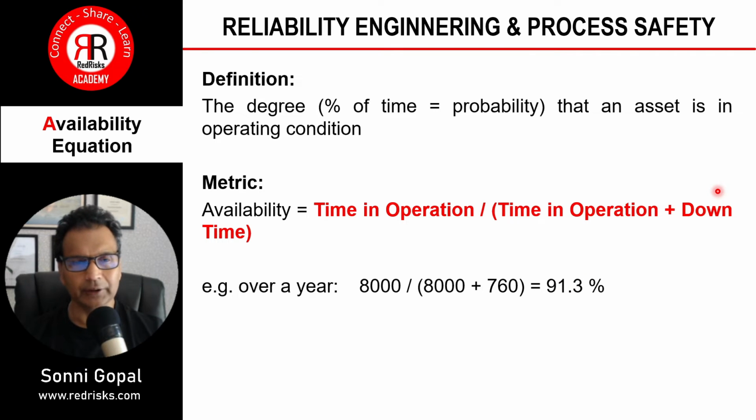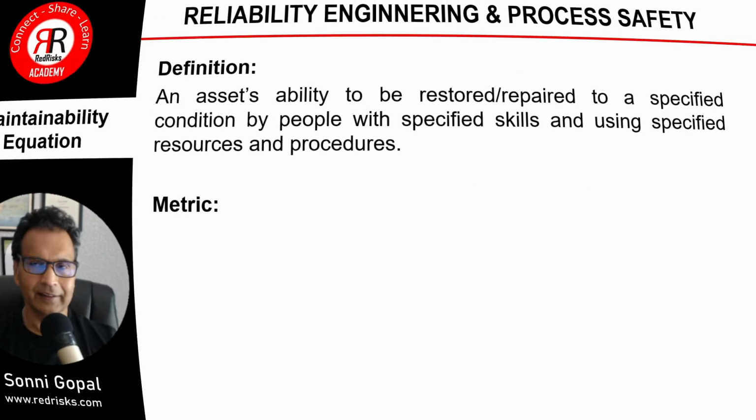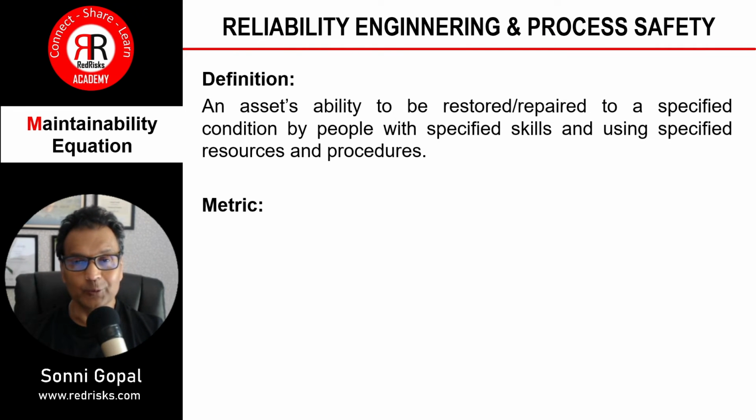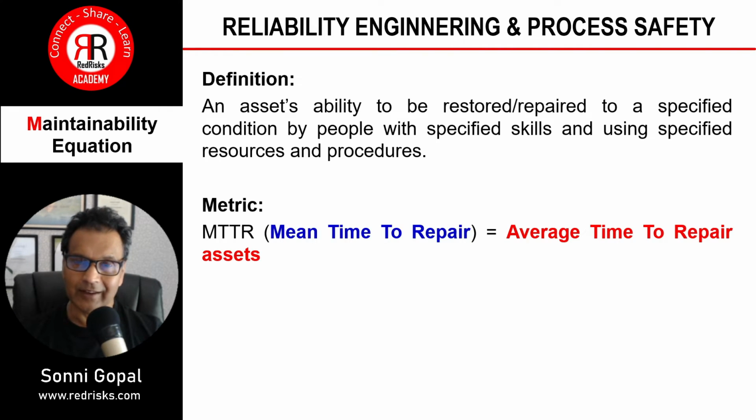A very important equation in terms of availability, because it's what the bean counters are really quite interested in. But of course, plants do break down, and we need to have a maintainability metric with it. And that's the asset's ability to be restored or repaired to a specified condition by people with the skills and, of course, using resources and procedures that are in place. A metric for this is the mean time to repair, and that is the average time to repair the asset.